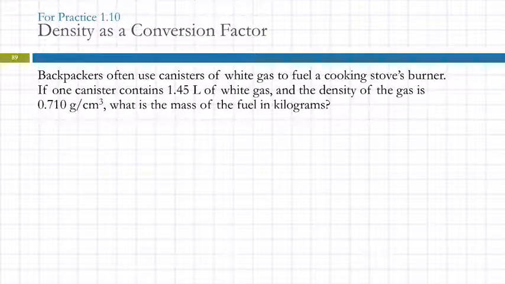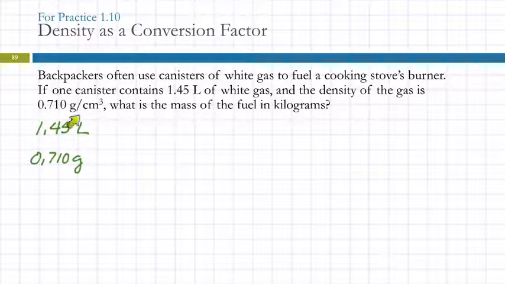Read the problem, pull out the numbers. 1.45 liters and 0.710 grams. This is written as a horizontal fraction because it's easier to type into the computer. But you're not typing when you're doing these problems on paper. So make it a vertical fraction so that you are more aware that that is a fraction. Those are the numbers given.